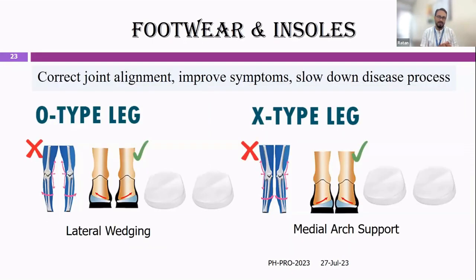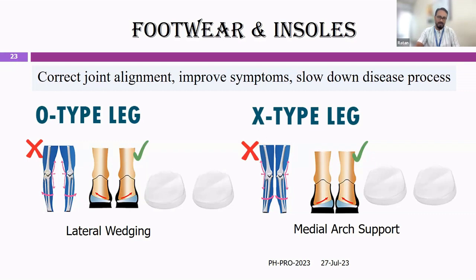Footwear or insole. Some of you might have seen that people have more distance between the knee joints. Those we used to call a bow leg. And you might find some people who have collision or no space between the knees. Those people we term knock knee. Both are considered changes in the alignment of the knee joint. So having either lateral wedging in terms of bow leg or medial wedging in terms of knock knee helps in aligning the joint, and it improves the symptoms and even slows down the disease process.